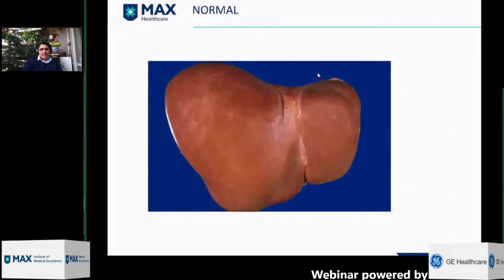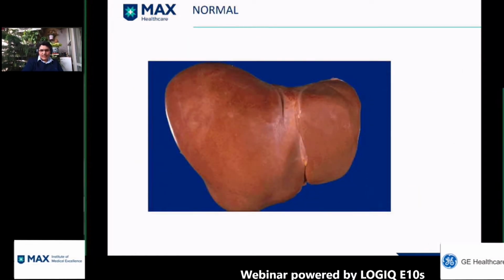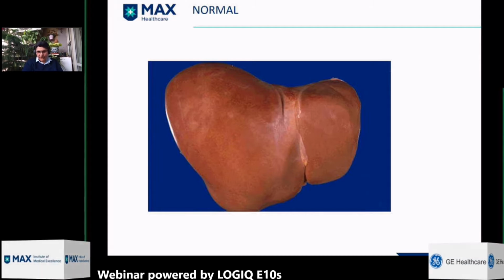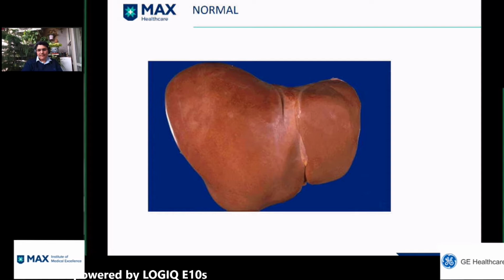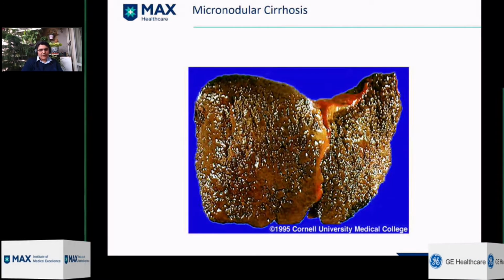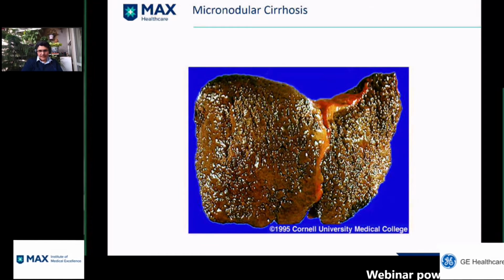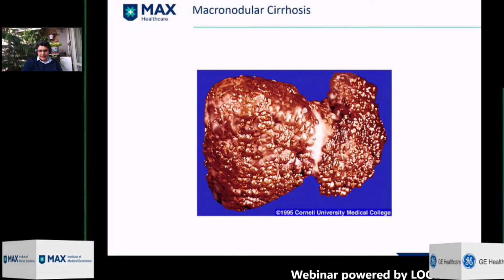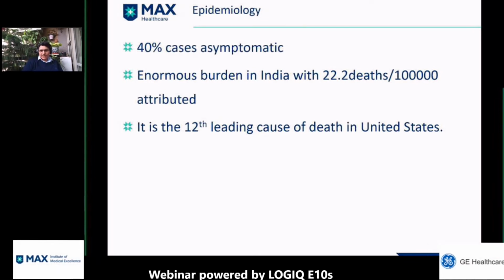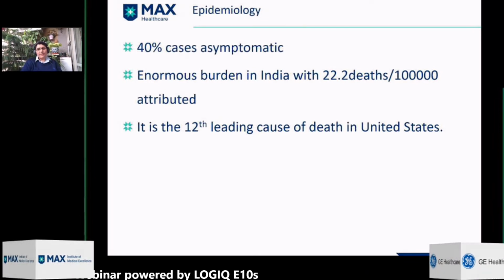Just to give you an idea of what I'm talking about, the histopathology, the pathology of the liver per se. This is what a normal liver looks like. And this is what a diseased liver looks like. This is a micronodular cirrhosis. This is what it looks like. That's a macronodular cirrhosis.